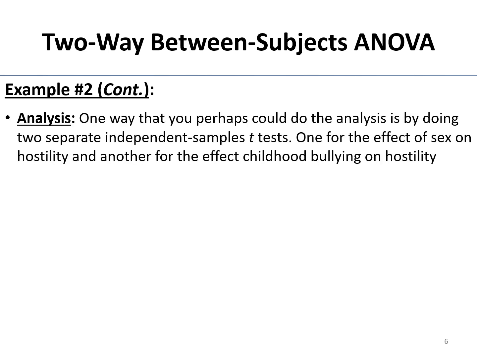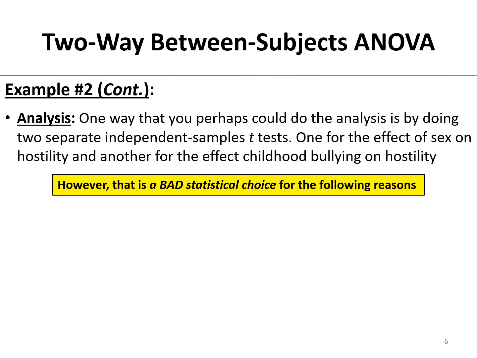One way you could theoretically analyze the data in the study is you could perhaps do 2 separate independent samples t-tests, right? You've got an independent variable with 2 levels. Normally we would use a t-test for that if that was the only one in a study. And then you could do a t-test for the other independent variable as well. The dependent variable is the same in both. One would be the effect of sex on hostility. You're just comparing men and women to see who's more hostile. The other one would be the effect of being bullied or not, so childhood bullying, on hostility.